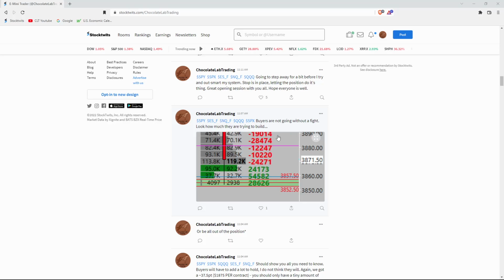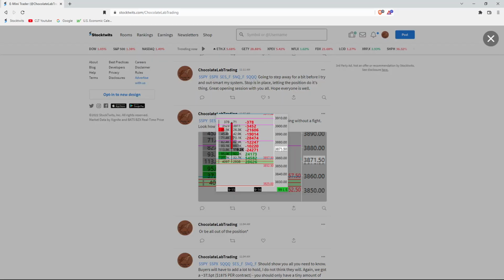Buyers are not going down without a fight. Look how much they're trying to build. So I really thought the bulls were done, but they definitely showed themselves to still be active. So this is where you're monitoring. If you didn't exit your position, you're still holding some. You want to see the signs that we spoke about for a potential next leg up. And if you're not seeing them, you could cut your trade in the money.